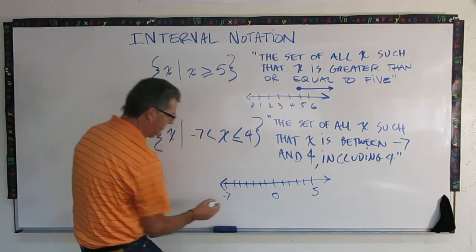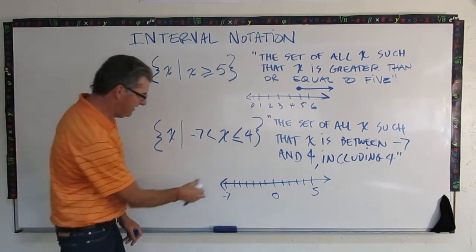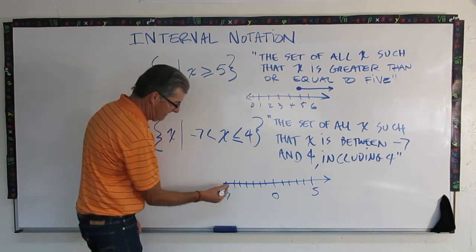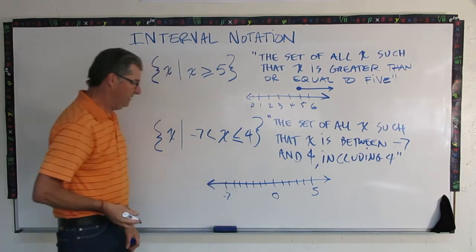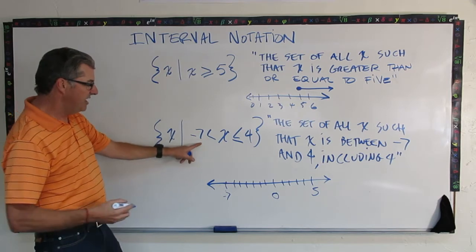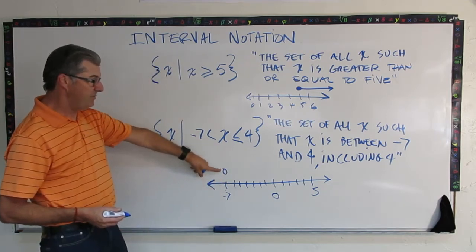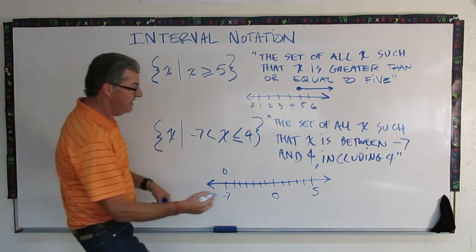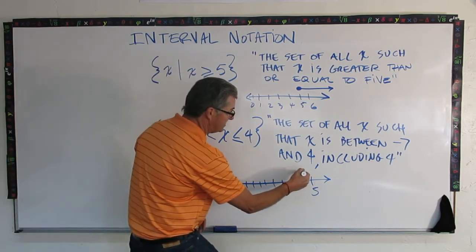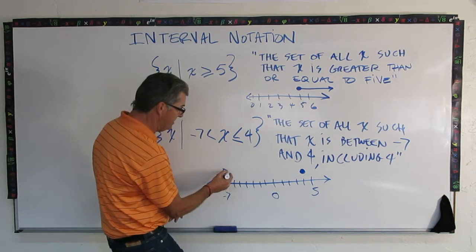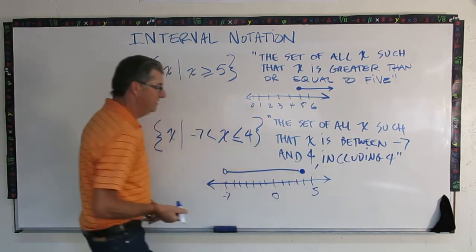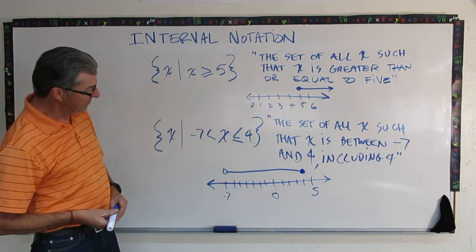And there's a -7. So I got all the numbers on there. Let's make that look a little better. Now it can't include -7, so that gives me an open circle that shows that it can't be, but gets very close to. But it can include 4, so that's a solid circle. And it's all the numbers in between. So that's how you'd graph this one on the number line.